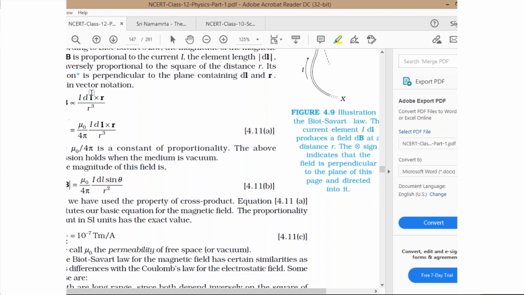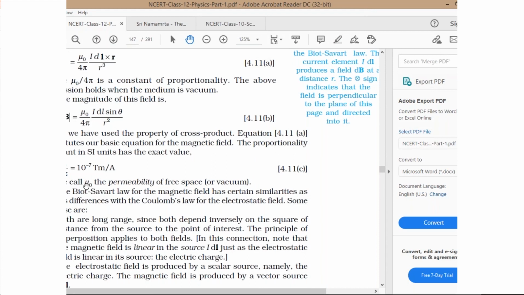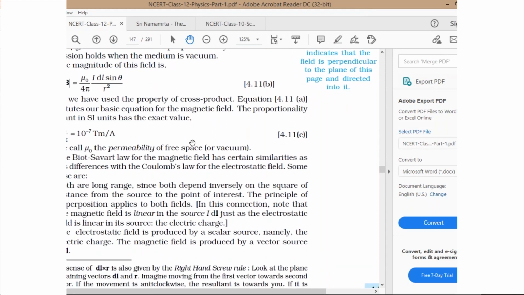So this is actually magnetic field, which has unit Tesla. If you just get the magnitude, this will be I dl by r square. So this r square means meter square, so Tesla meter square divided by I dl, so ampere into meter again, so you'll get this unit, okay. So this mu naught is called actually the permeability of free space or vacuum.